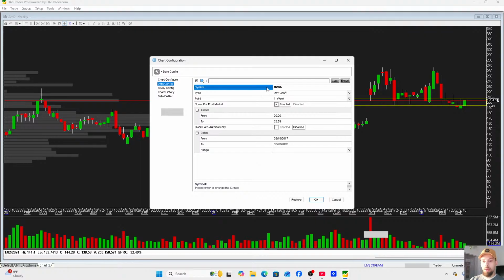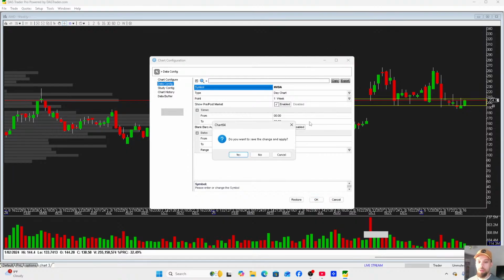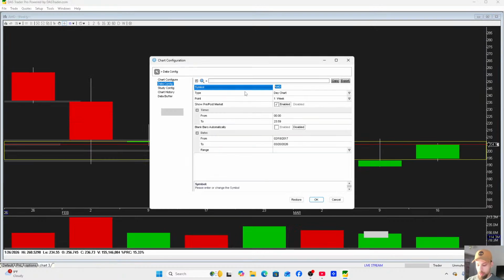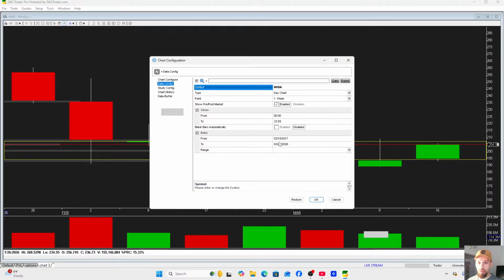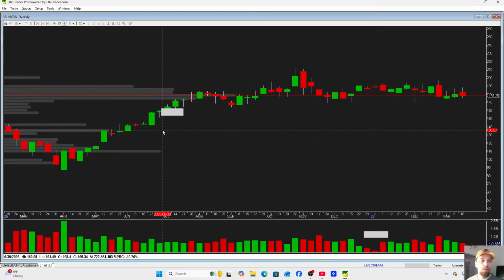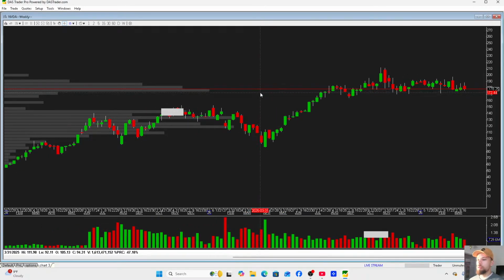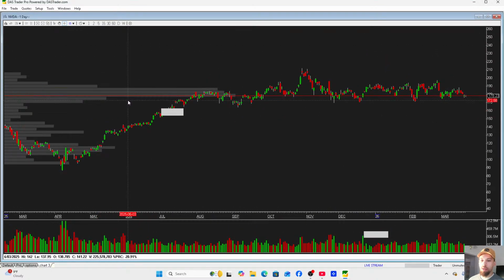And let's see what Nvidia is up to. Go to Nvidia. Alright, Nvidia weekly. Just been going sideways. Let's find the area of support here. What does the daily look like?